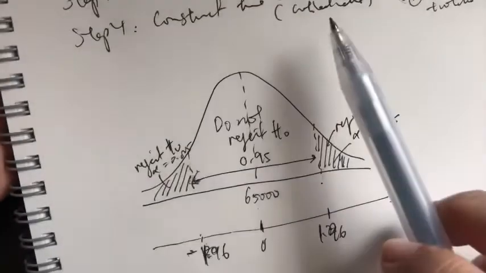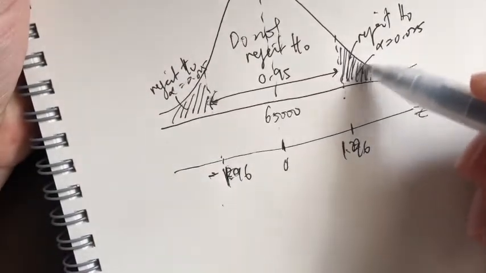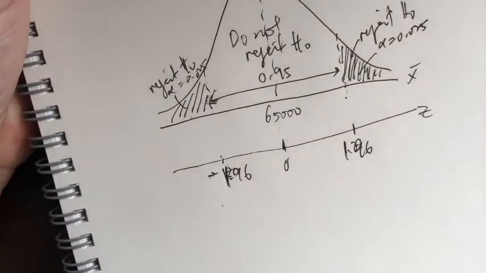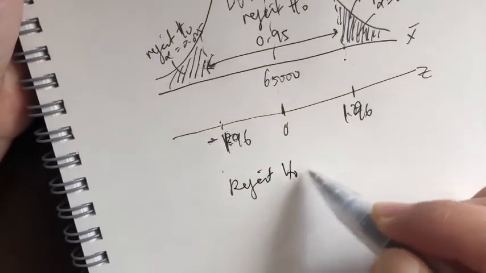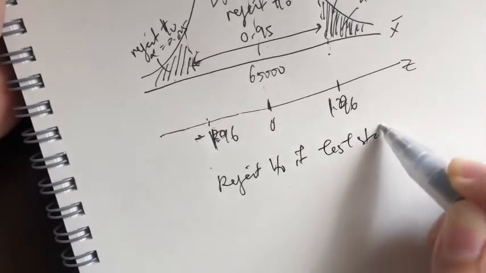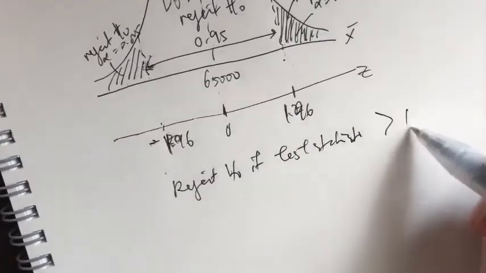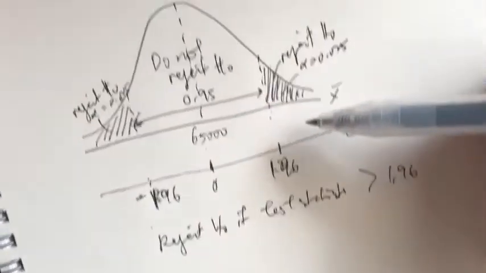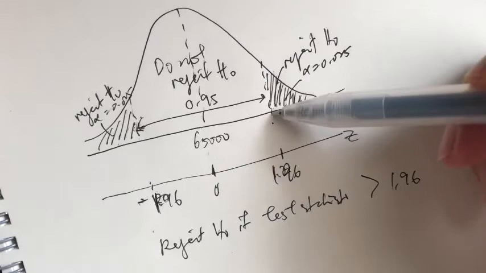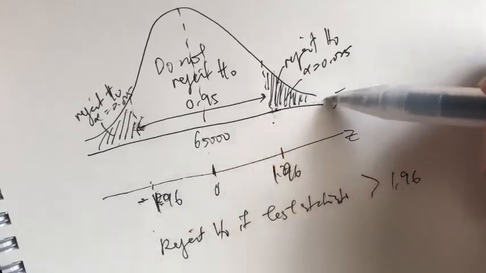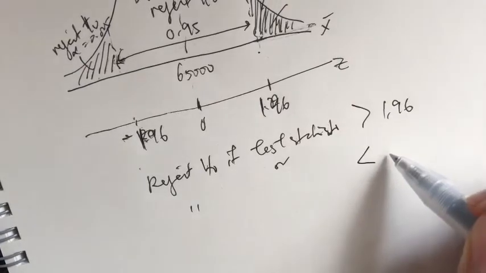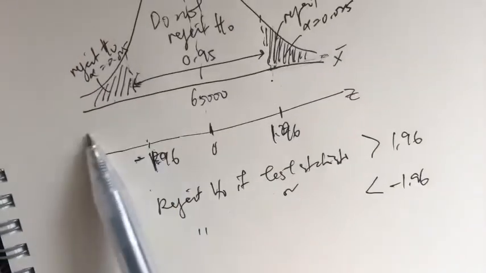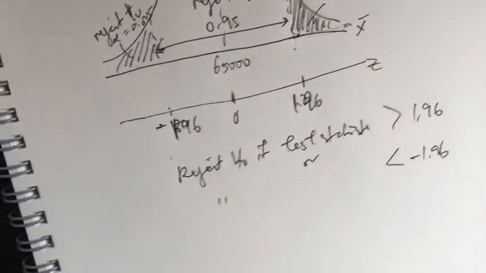So how do we write the rejection rule? Since we have two rejection areas, we have two rejection rules. We reject the null if the test statistic is greater than 1.96. We reject the null if the test statistic falls here, if it's more than 1.96, meaning as long as it falls in all of this area. These are all of the rejection values. Or we reject the null if the test statistic is less than minus 1.96 here.